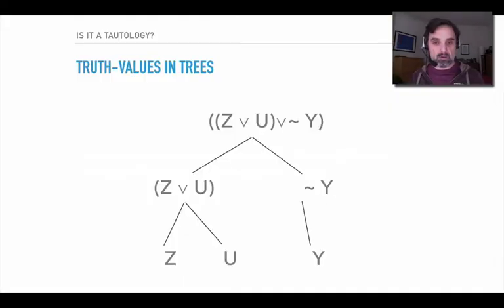It's not just that, though. Here's another sentence that looks the same, but it's got Z's and U's and Y's in it. And let's say Z was true just like P was true in the first one, and U is false just like Q, and Y is true just like R in the first one. Well, then the same thing happens going up the tree. Z or U is going to be true because its left disjunct is true. Not Y is going to be false because Y is true. And now the whole thing is going to be true because Z or U is true and it's a disjunction.